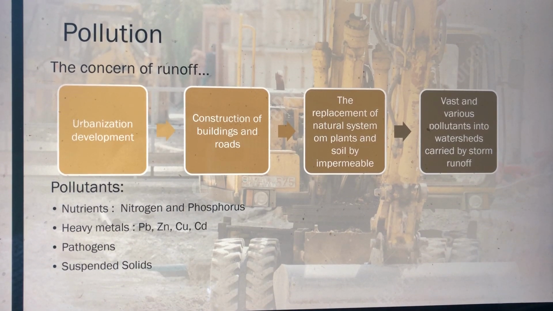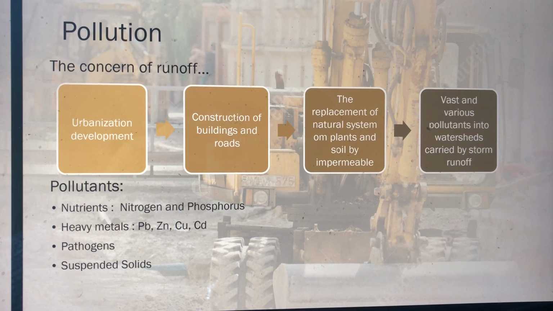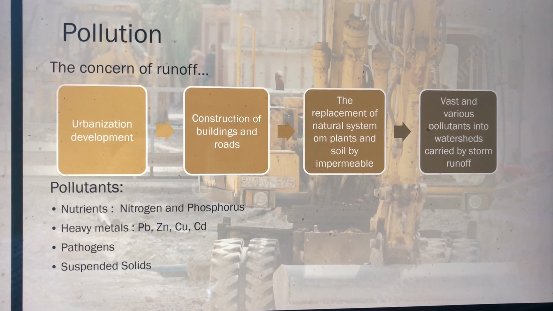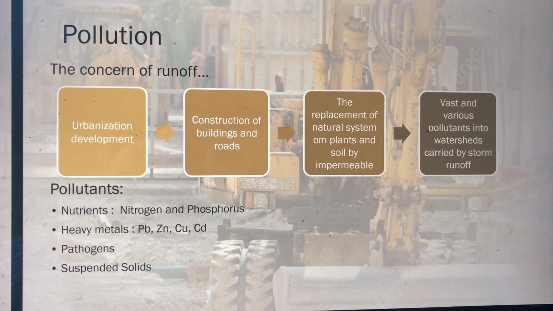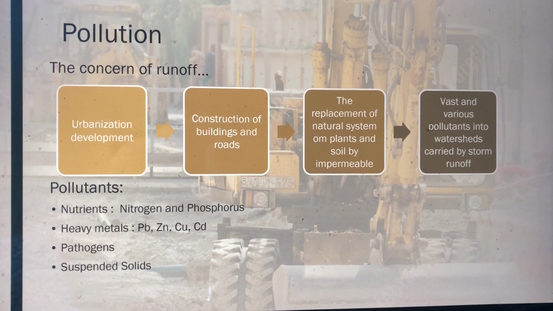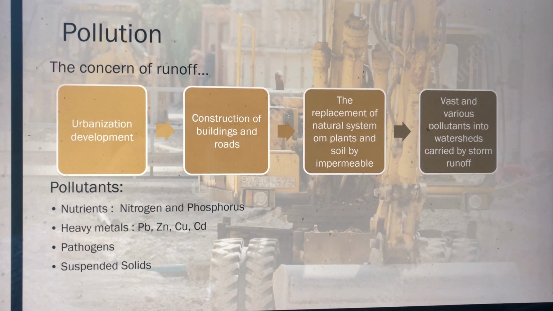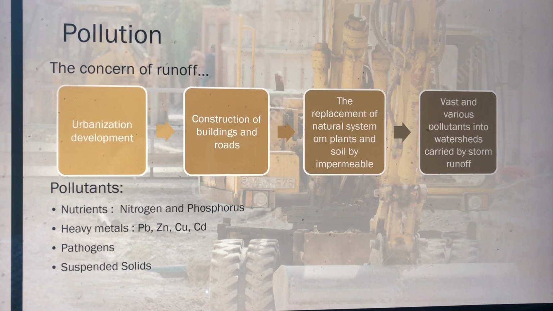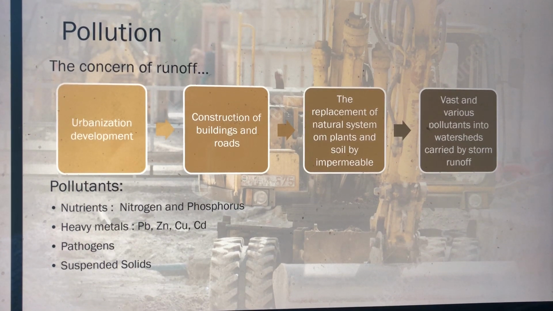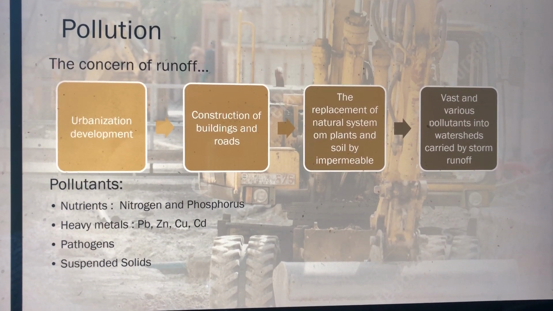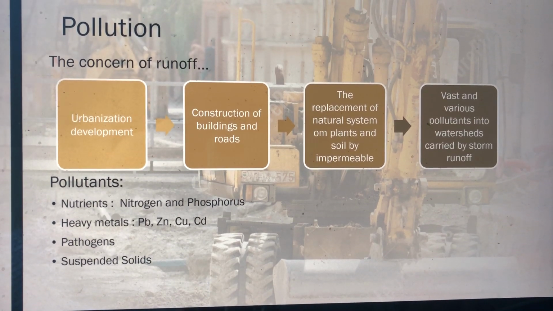As urban areas develop rapidly, more and more natural spongy soil has been replaced by impervious constructions. And every time after rain events, the runoff would flow into urban water bodies carrying all kinds of pollutants like nutrients, heavy metals, pathogens, you name it, and eventually degrades both surface and groundwater quality in urban areas.